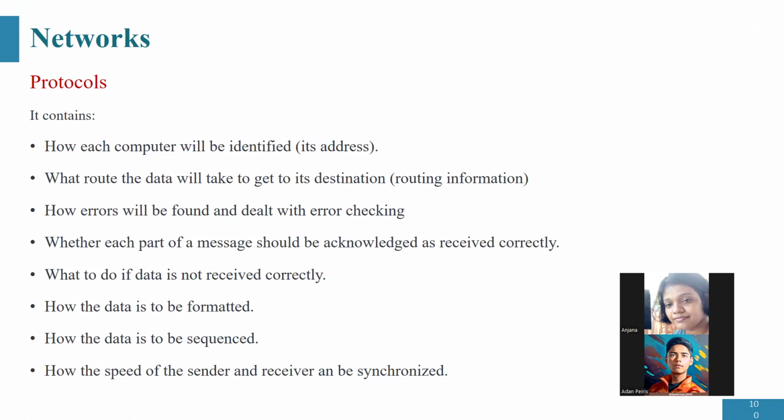Destination address: how can they get it? They need to go for routing. That's what we have, a router device. Routing means they need to route the information to where this data is going to be reached. Okay. Then errors, there might be errors found.